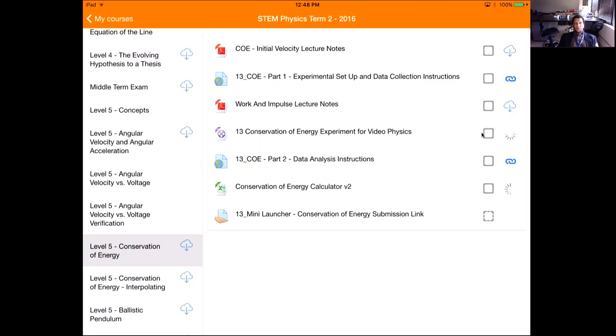So what is conservation of energy? The conservation of energy is a statement, and it basically says that energy is neither created nor destroyed, only transformed.